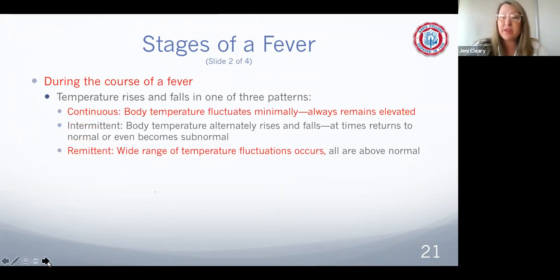During the course of a fever, the temperature rises and falls in one of three patterns. Continuous, where body temperature fluctuates minimally and always remains elevated. Intermittent, where the body temperature alternately rises and falls, at times returns to normal or even becomes subnormal. And remittent, where a wide range of temperature fluctuation occurs, all above normal.